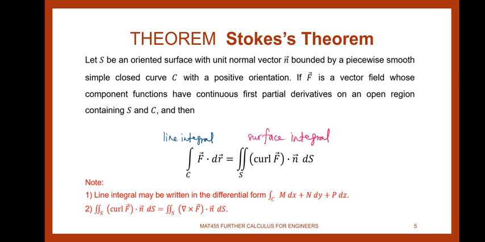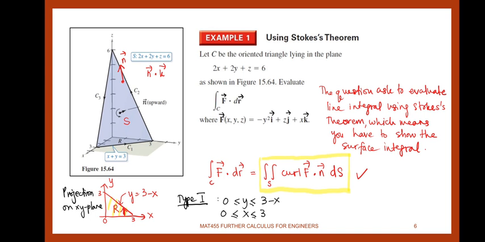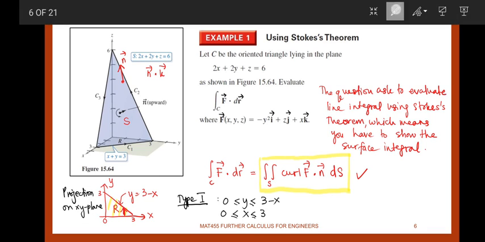Okay, so let's take a look at example number 1 using Stokes theorem. So given to you, here we have the solid of tetrahedron. Let C be the oriented triangle lying in the plane. Okay, where is the plane? 2x plus 2y plus z equals to 6. Because in the equation we have x, y, z, therefore, you know it must touch all the axes we have here. Therefore, this is the surface of 2x plus 2y plus z equals to 6. And it is also the curve C. Okay.